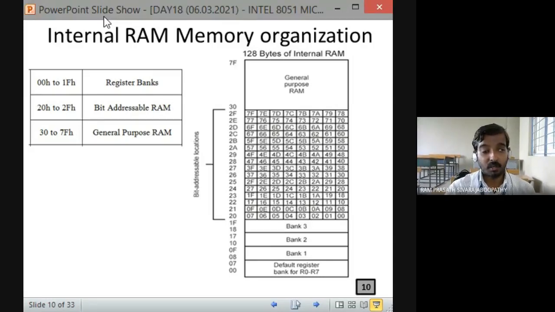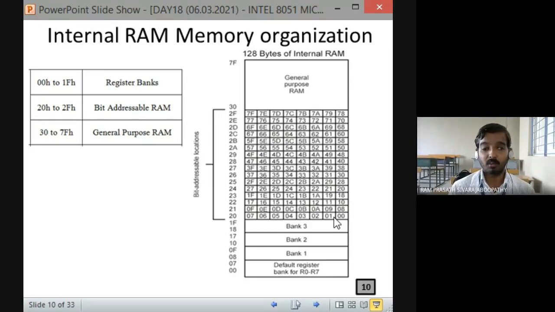To address these 128 bits, each bit must have an address. For 128 bits, a minimum 7-bit address is enough, but here we are using an 8-bit address. That means 00H, this particular bit will be addressed; 01H, this particular bit will be addressed. Based upon the instruction, the microcontroller understands whether it is a bit operation instruction or a byte operation instruction.